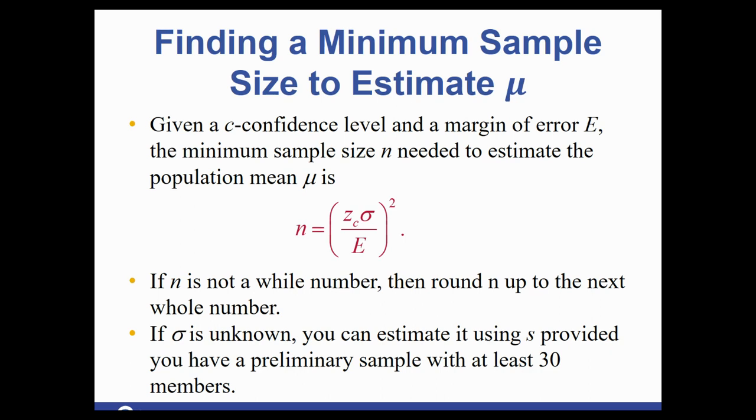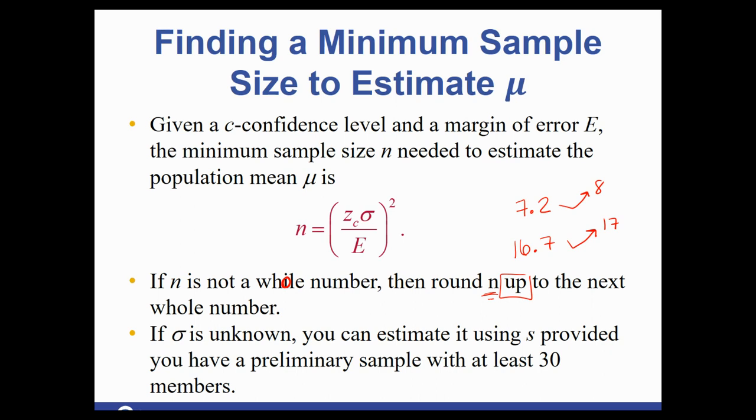Now, when you are solving this, if n is not a whole number, you're going to round your answer, your n, up to the next whole number. Notice this doesn't say round up or down. It is round up. So if you get an answer like 7.2, you would round that up to an 8. Or if you got an answer like 16.7, you would round that up to the next whole number, 17. So regardless of the decimal value, you should always be going up when you round.